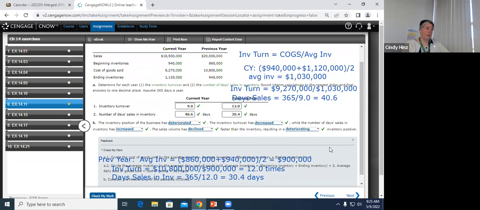Any questions about inventory turnover calculations, what they mean, how to interpret them, anything like that?